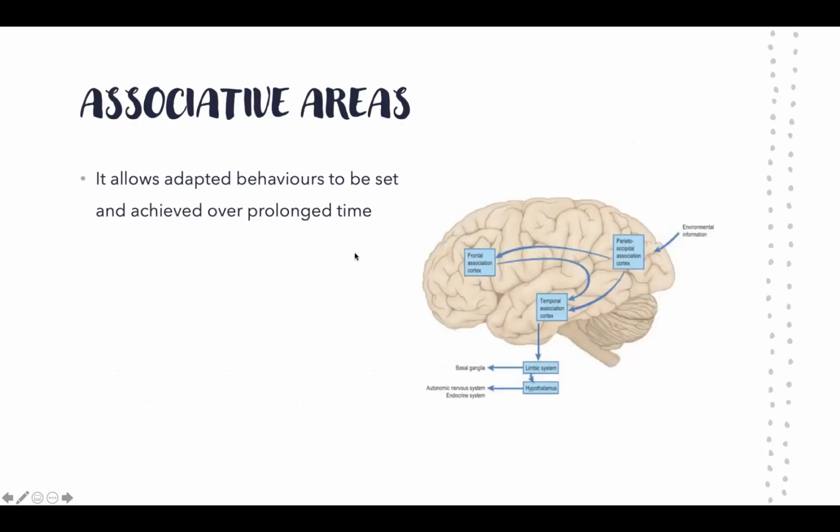Now we'll talk about associative areas. We've talked a little bit in the beginning about your frontal, your temporal, and your parieto-occipital areas. The main role of these areas is that it allows adapted behavior to be set and achieved over prolonged time. So it allows us to control our behaviors and have some planning. If something happens, we tend not to act with instincts or quickly. We tend to relate back to emotions and past experiences and plan our behaviors before acting on it. And this is what these areas are very important for.